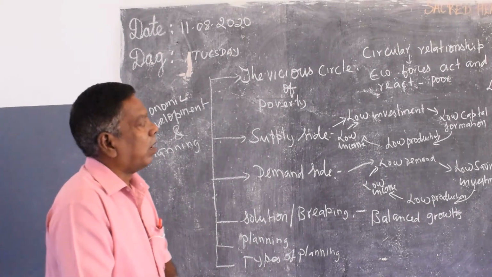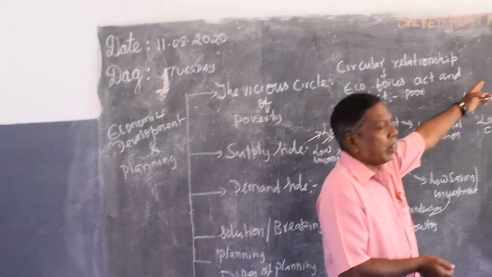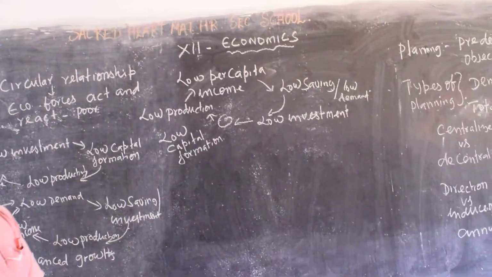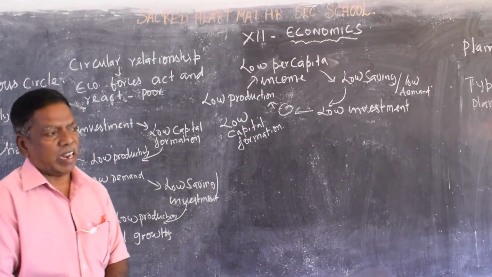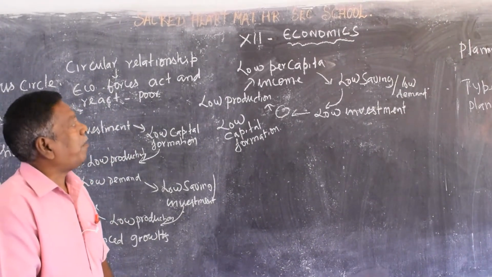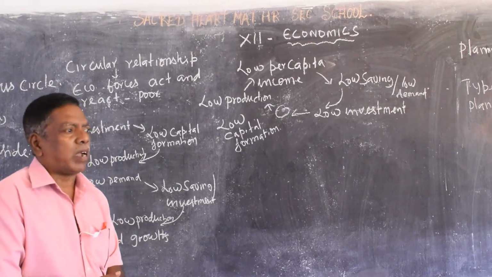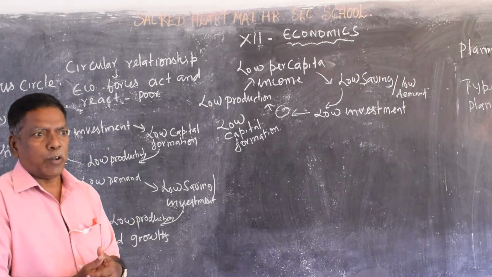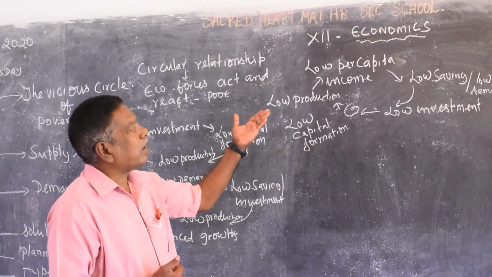That is the vicious circle. Very particularly, the very beginning will have low per capita income. Per capita income is the total income of a nation divided by the population of the nation. Considering other countries, the nation happens to be lagging behind, so per capita income is low.